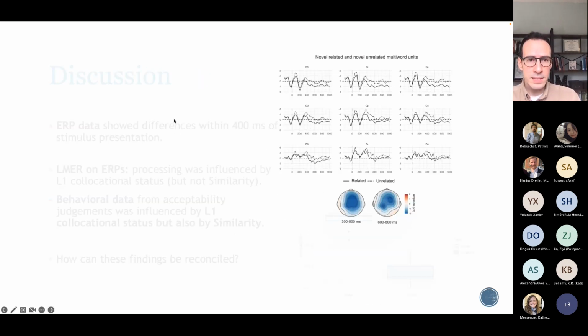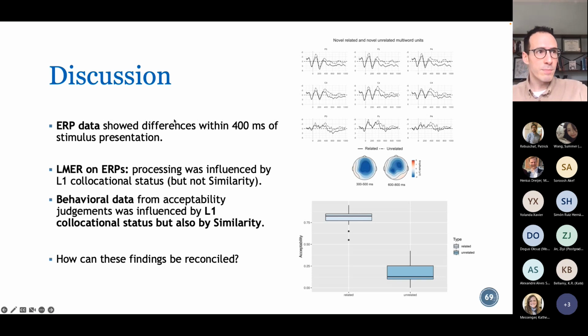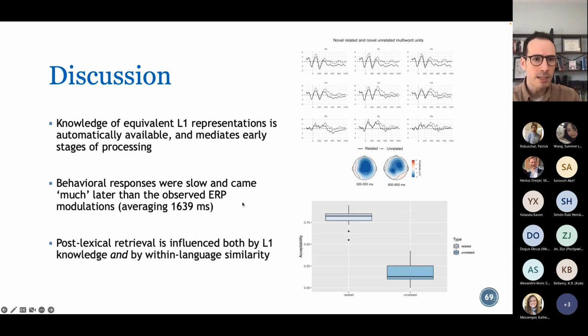So what you may have noticed now is that there's a seeming discrepancy between the behavioral results and the ERP data. So how can we reconcile these two findings if similarity only played a role in the behavioral responses? What's important to consider here is that behavioral responses were actually much slower, as would be expected, than brain activity, and they averaged about 1,600 milliseconds, so more than a second and a half.